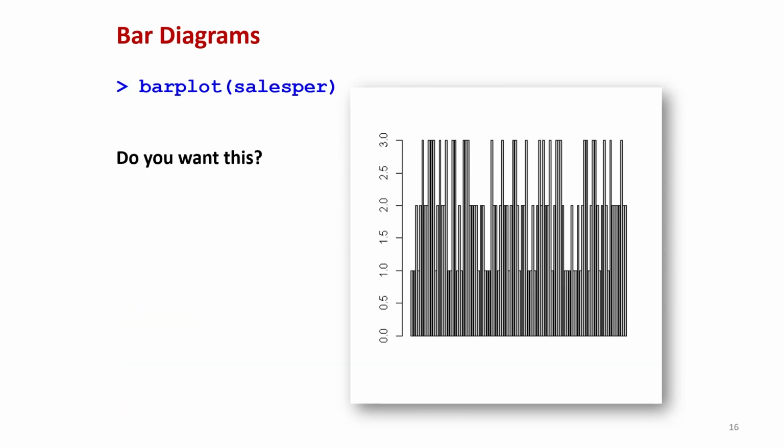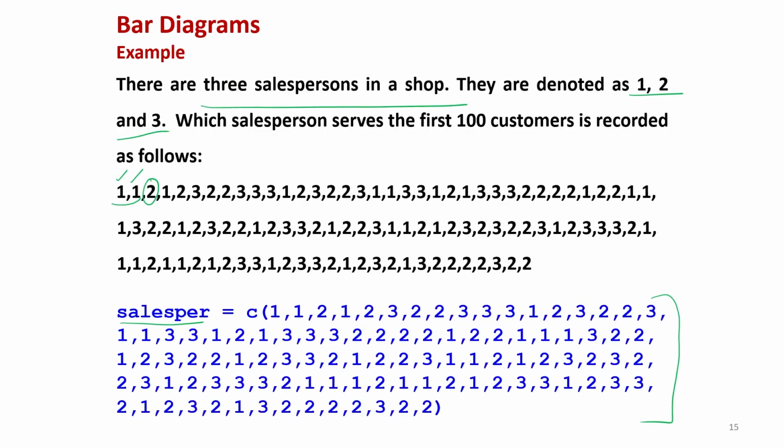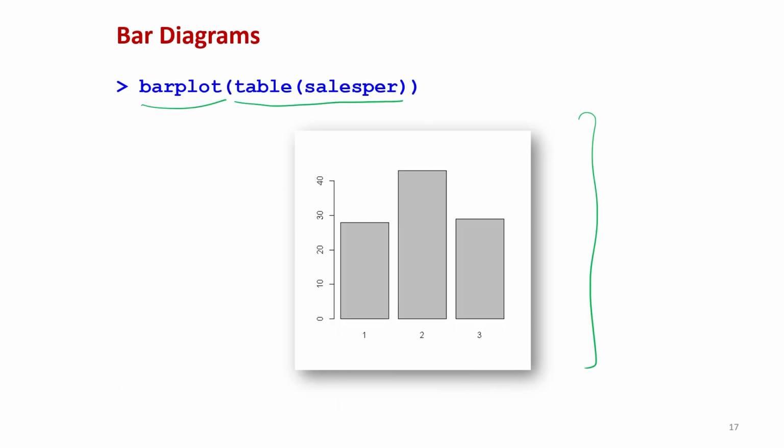Now I try to create a bar plot of this sales per. You can see I have again made a mistake. I don't need this type of bar plot, but there are 3 salespersons, so there are going to be 3 categories in which such data should come. So I create the bar plot using the command table sales per, and then bar plot. This will give you this type of data. By looking at this data, it is not so straightforward to see how many customers are attended by salesperson 1, 2 or 3.